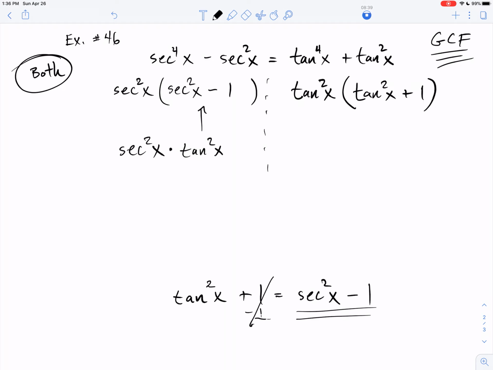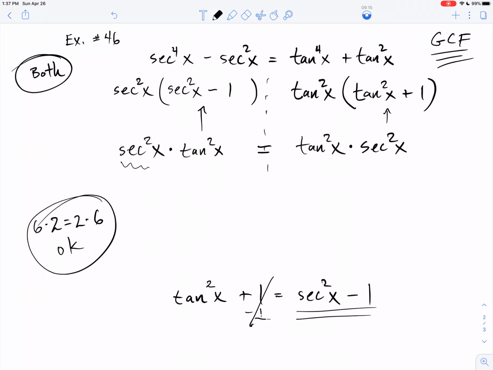And then I go, wait a minute, I don't even have to manipulate this one. This guy, tan and 1 sec here, that is my secant squared x. That's what he is. Times what's over here? Tangent squared x. Well, heck, those two things are equal to each other. You know, multiplication, it doesn't matter which order you write it in, as long as it matches. 6 times 2 is the same as 2 times 6. That's okay. You can totally use that. So this side right here and this side right here, they match.